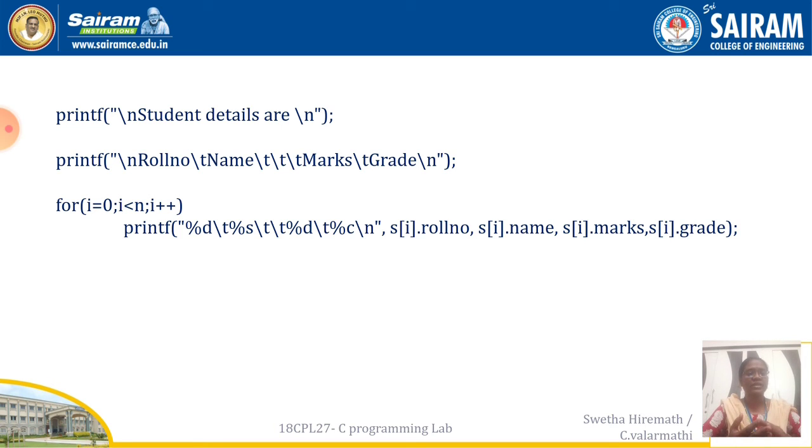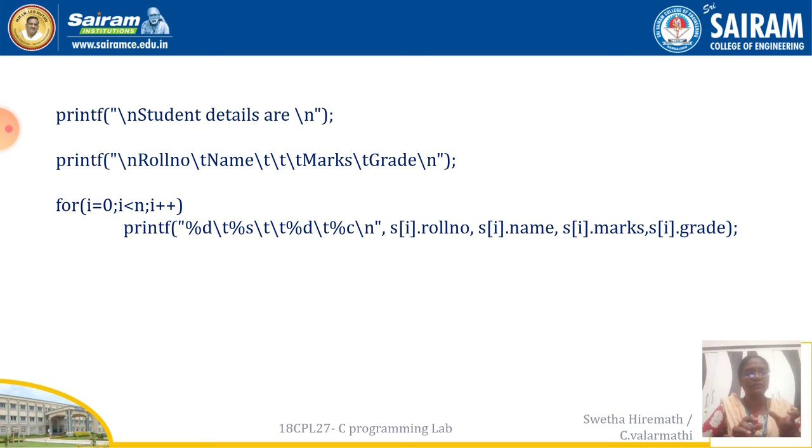Okay. Say for example, the first column is roll number, the second column is name, the third column is marks, and the fourth column is grade. Likewise, I have to display these details in a tabular column. For this, the same for loop is continuing here. I am using for i equal to 0, i less than n, and i plus plus, with the printf statement only.